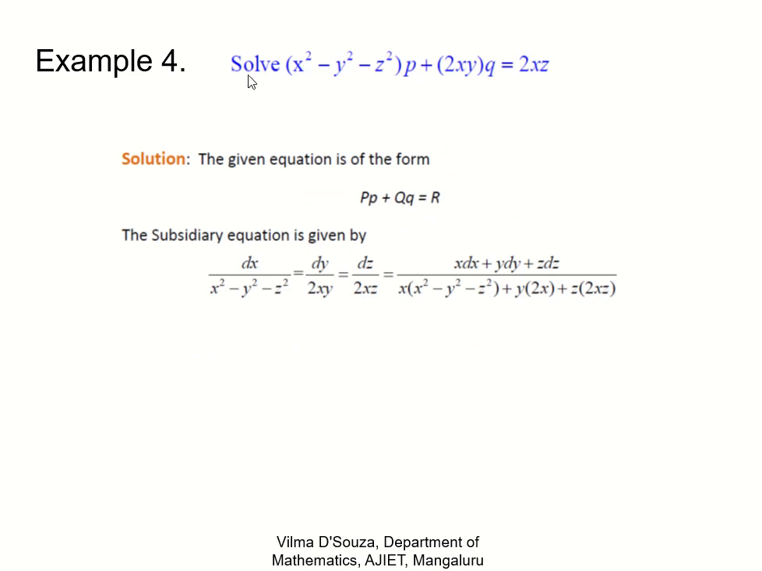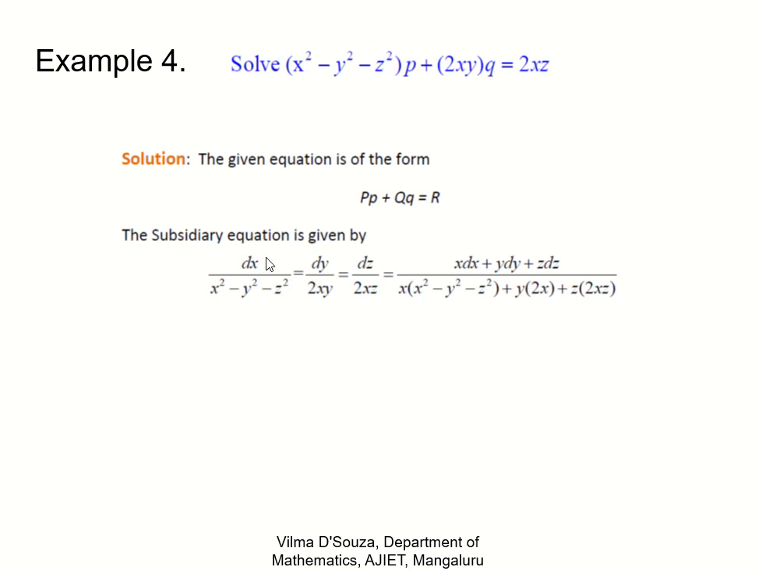Okay, consider one more problem here. Solve (x² − y² − z²)p + 2xy q = 2xz. So Pp + Qq = R. What is your capital P? x² − y² − z². What is your Q? 2xy. And what is your R? 2xz. So Pp + Qq = R.